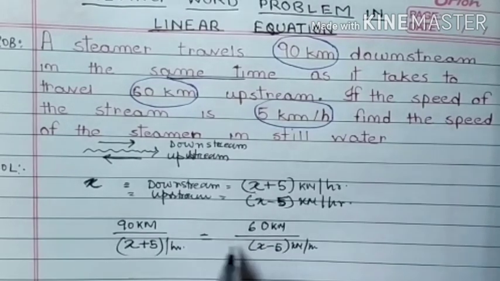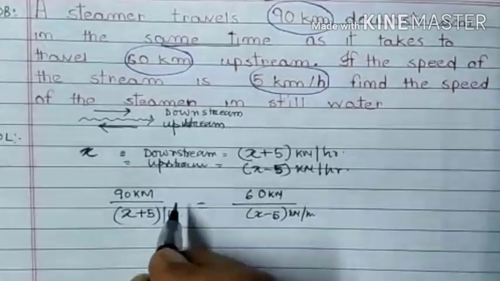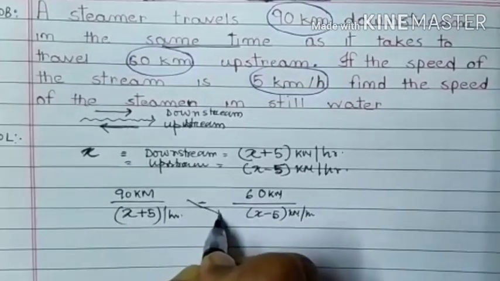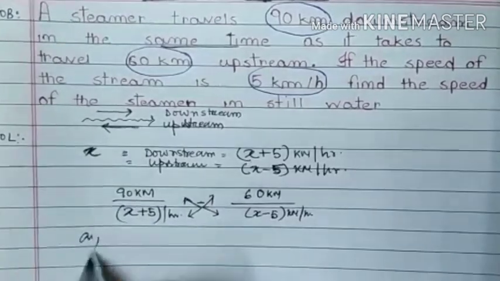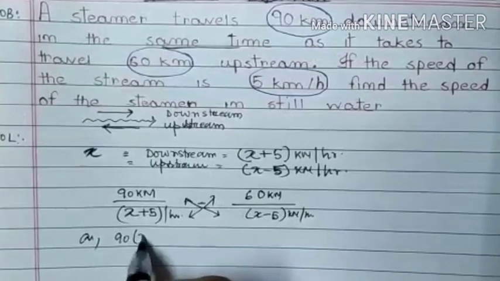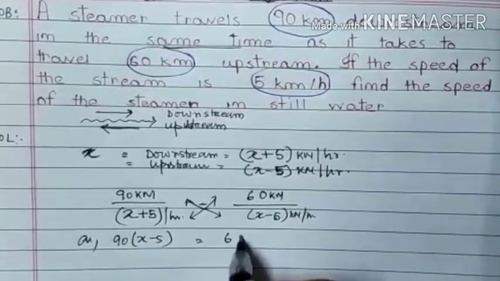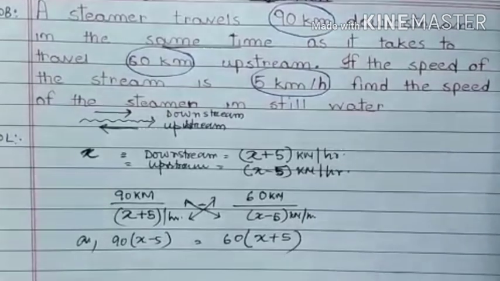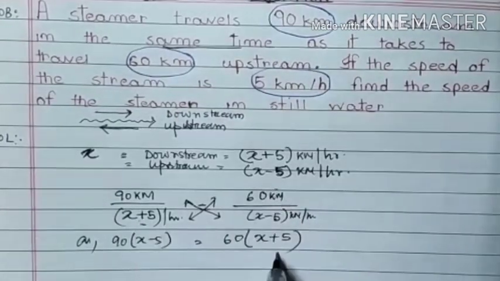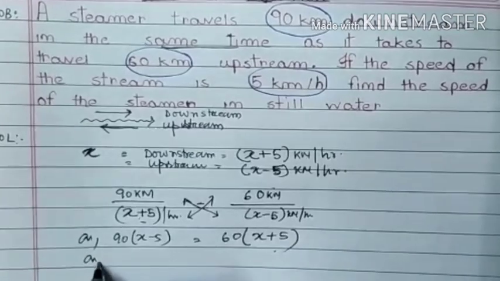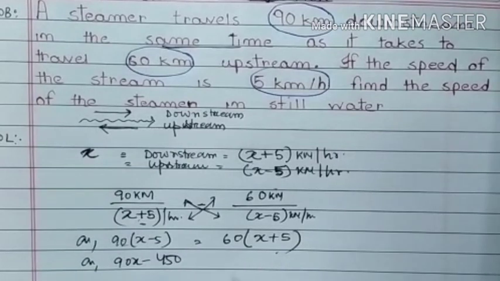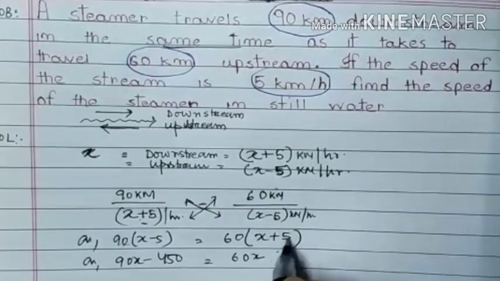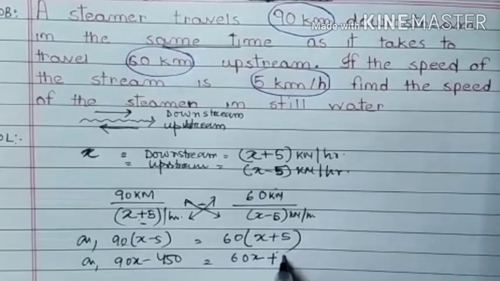Now this is a fractional equation, so we use cross multiplication. Understand? If you multiply, it will be 90 into x minus 5 is equal to 60 into x plus 5. Cross multiplication. Now 90x minus 450 equals 60x plus 300.